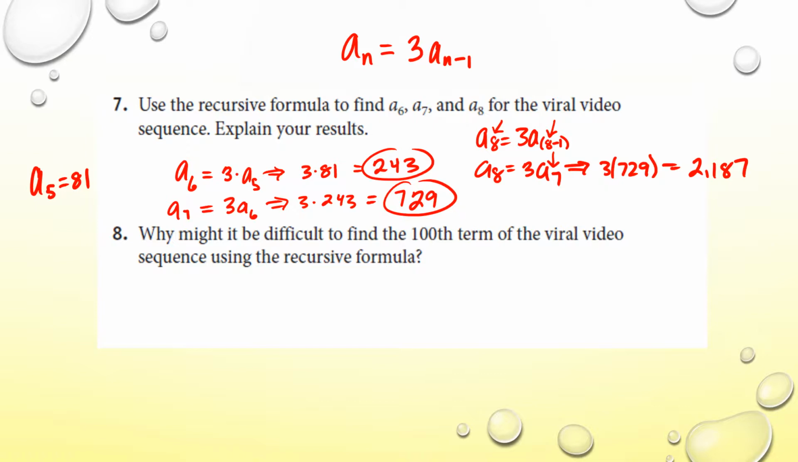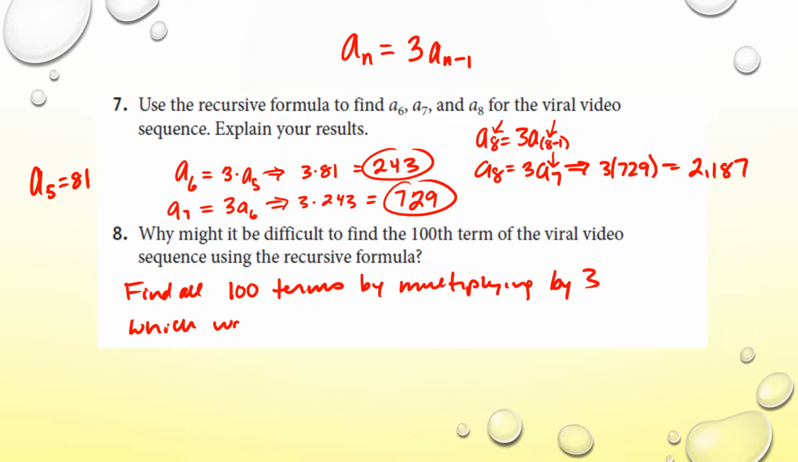So then it says, why might it be difficult to find the 100th term? You'd have to find all 100 terms by multiplying by 3, which would be very time consuming. You know what I mean? And besides, you want to talk about margin for error. If you just have it in your calculator and you're going times 3, times 3, times 3, what number am I on? Am I on 72? Am I on 99? That would be a nightmare. So we're going to learn how to do something better than this.